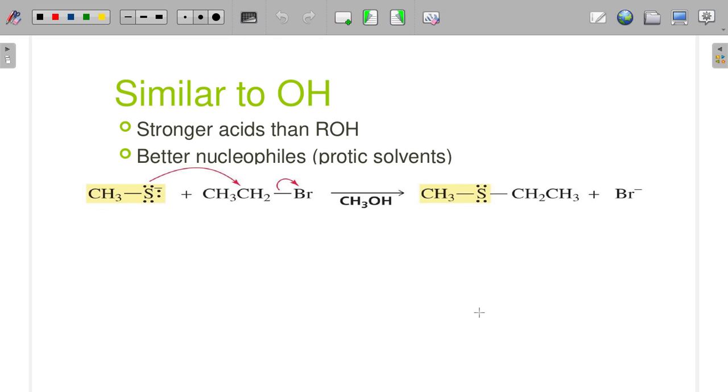Now, reactions of thiols are very similar to OHs. They're actually stronger acids than OHs, so therefore they actually form better nucleophiles. So we will see that CH3S negative is actually more reactive as a nucleophile, so it will do SN2 easier.